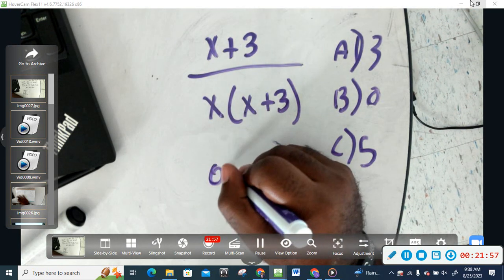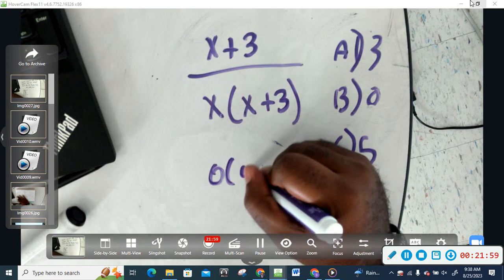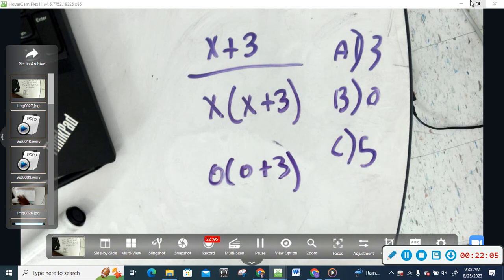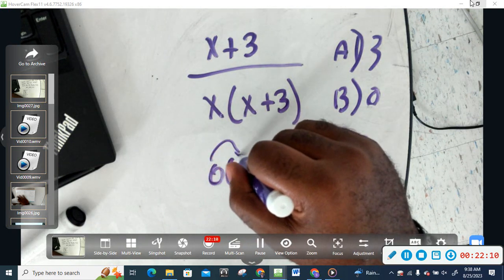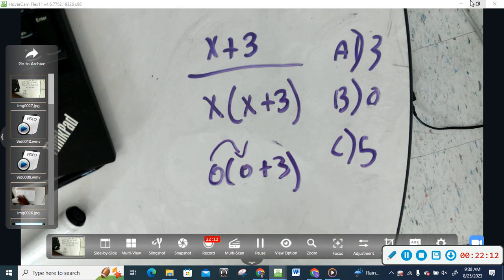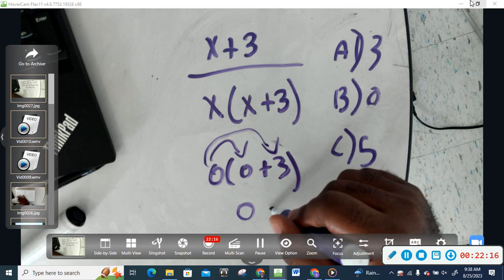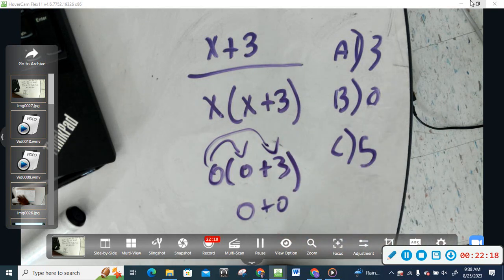Watch this. When I do 0 times the quantity 0 plus 3, now I'm distributing a 0 to everything. So look at this. If I do 0 times 0, what is that? 0. And then 0 times 3 is 0. So now I got 0 plus 0 equals 0. If I multiply 0 times anything, it's 0.